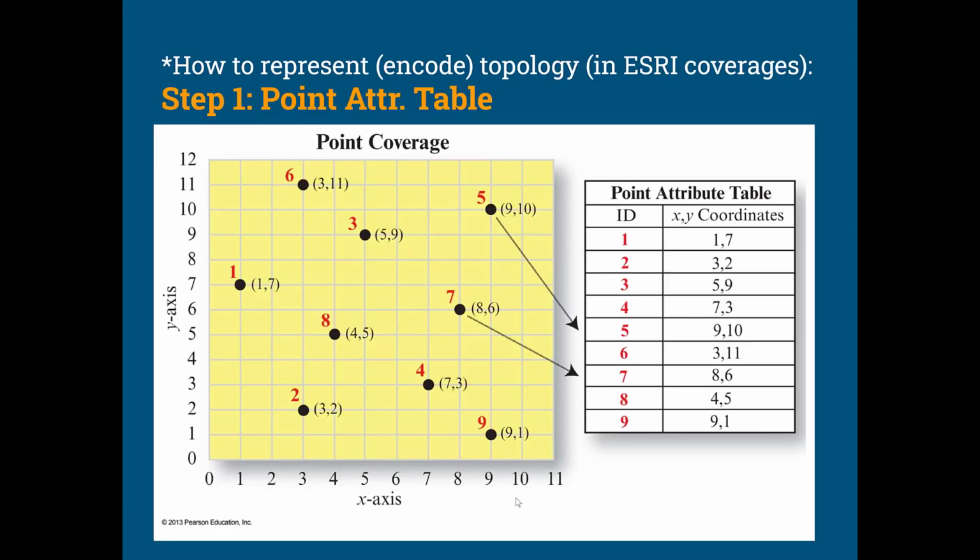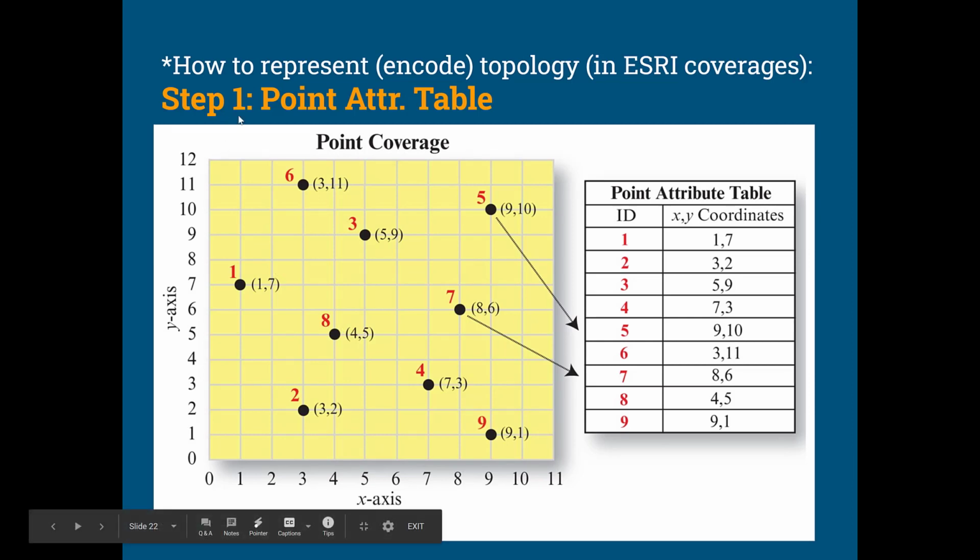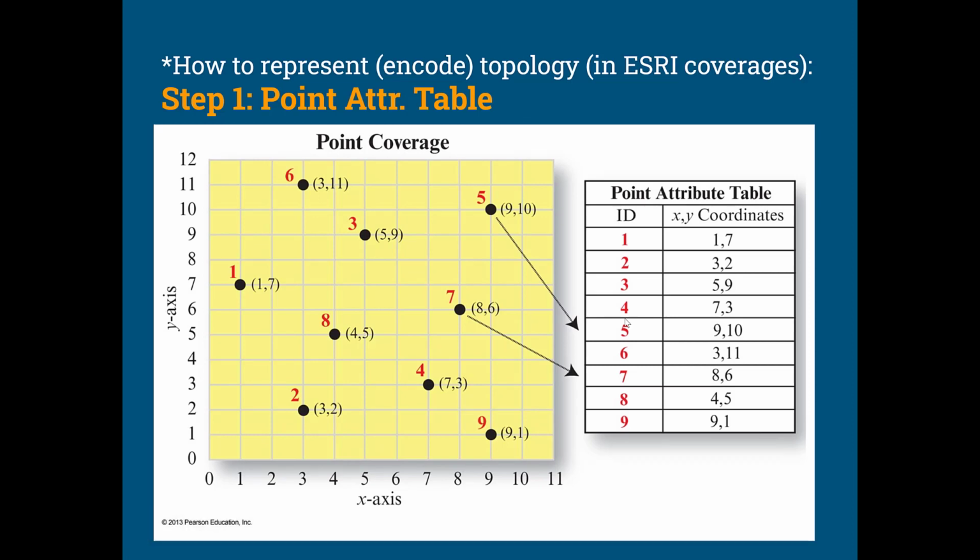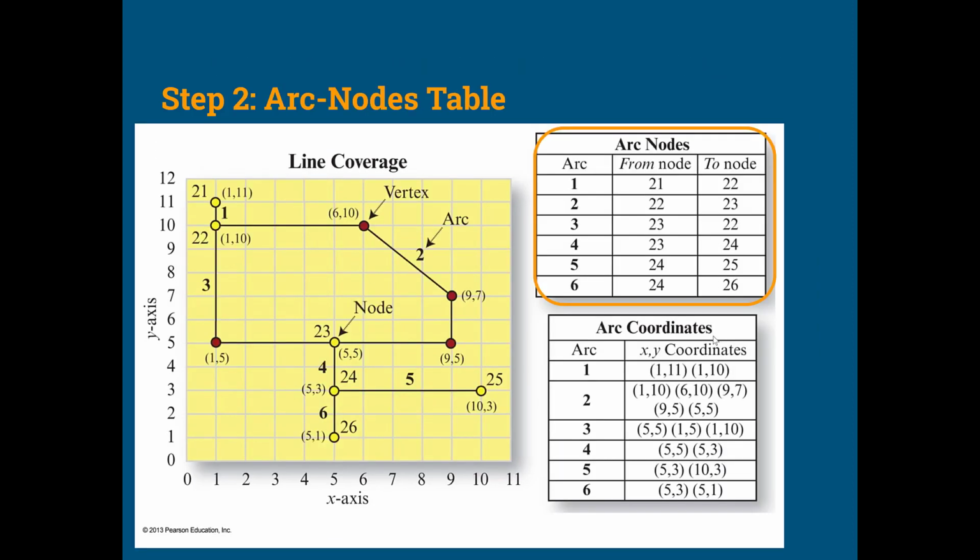There are many solutions. Here is how GIS, the Esri coverage data type specifically, handles the topological relationship. It's actually very simple, three steps. Number one, you have this point attribute table, which is easy. You just need to record the point ID and then record the coordinates. Step number two, we need to define the relationships.